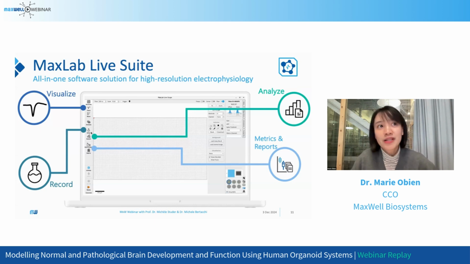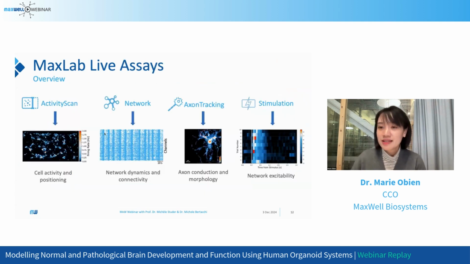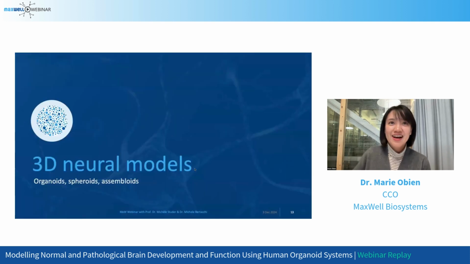And just to elaborate more on how to record using assays, we have developed these 4 different assays focused on neurons: activity scan, network, axon tracking, and stimulation. If you would like to learn more information about this, just contact us. But I think both Mikel and Michelle will show more on how these are actually used in their work.